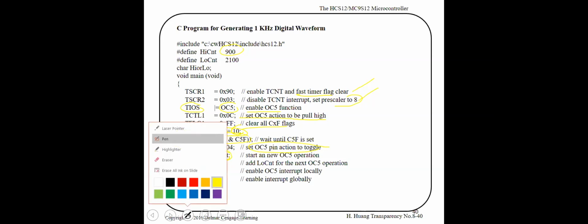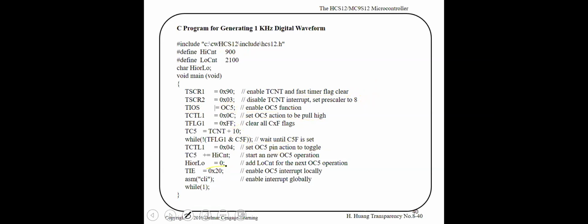We change the state of the program to 0 to indicate that next time when the interrupt occurs, we should add 2100 to the program. Then we enable the interrupt locally for channel 5, so that when there is a successful comparison, we change the status of the pin and we change the time to be added to the timer, so that we change the capture register.